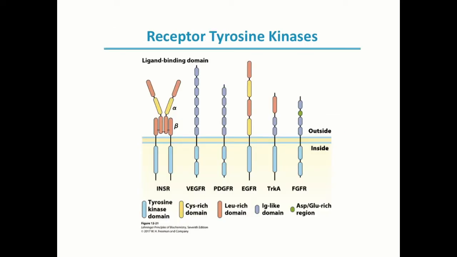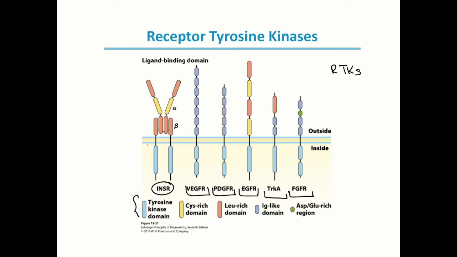There are a variety of receptor tyrosine kinases, also called RTKs for short. What these receptors have in common is that they initiate signals through tyrosine kinase activity. And these include insulin receptors, INSR, the vascular epidermal growth factor receptor, the platelet-derived growth factor receptor, the epidermal growth factor receptor, the high-affinity nerve growth factor receptor, and the fibroblast growth factor receptor.